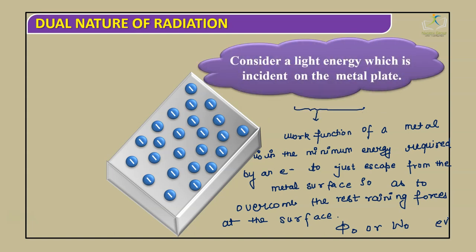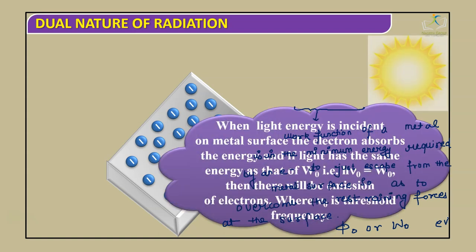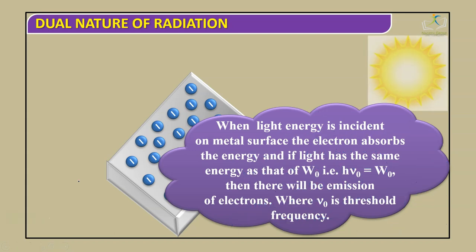So consider a light ray which is incident on a metal plate. When light energy is incident on a metal surface, the electron absorbs the energy. And if the light has the same energy as the work function W naught, that is, h nu naught equals W naught, then emission of electrons starts to take place, where nu naught is the threshold frequency.